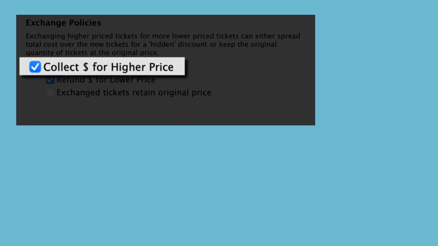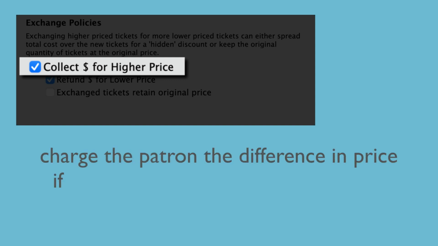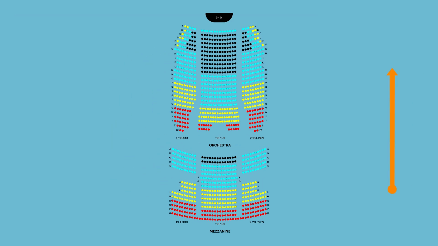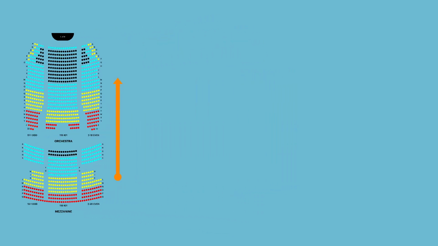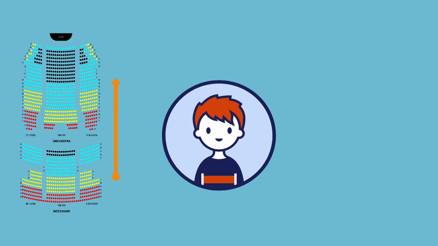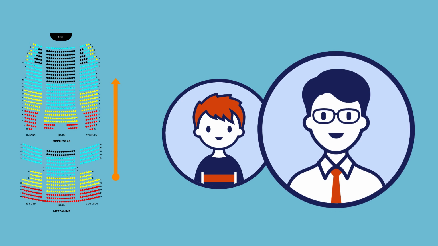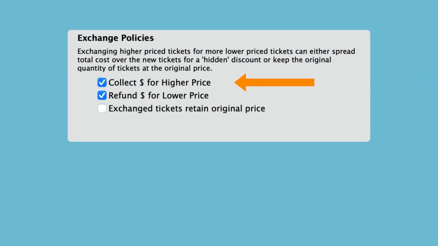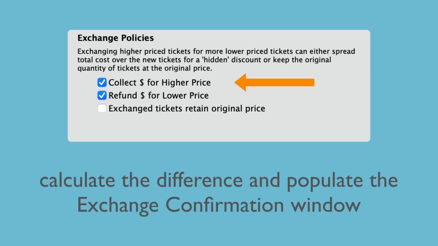The Collect for Higher Price option tells the system to charge the patron the difference in price if the new tickets are more expensive. This typically happens when a patron upgrades their seat to a more expensive section of the venue, or if they need to exchange to a different type of ticket, maybe from a child price to an adult price. Whatever the case may be, if the option is selected, Theater Manager, by default, will always calculate the difference and populate the exchange confirmation window accordingly.